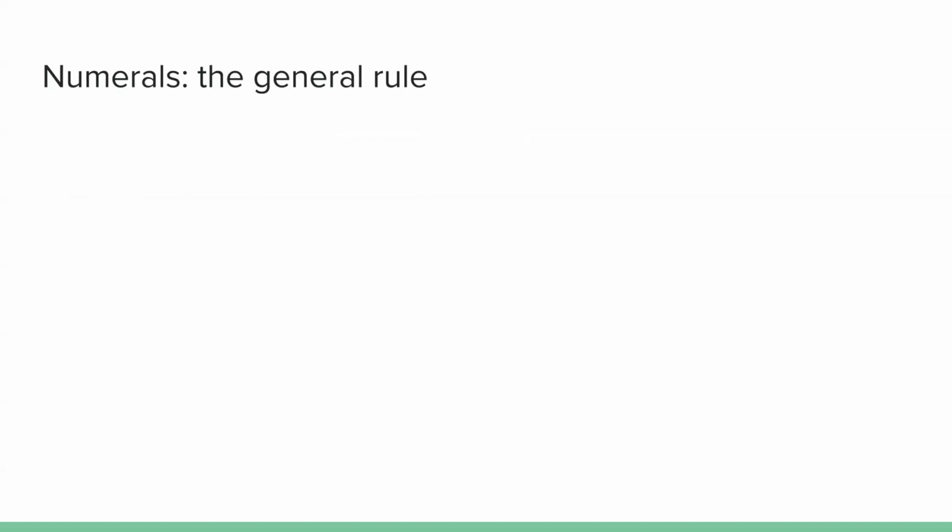Okay, when we talk about numerals, we need to first understand the general rule, and then we want to look at some instances where the general rule applies. So for the general rule, you're going to use words for the numbers 0 through 9. So think single digits. If it's a single digit number, as a general thing, don't use figures, use words.